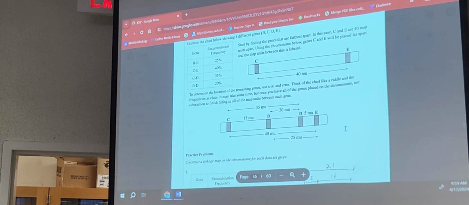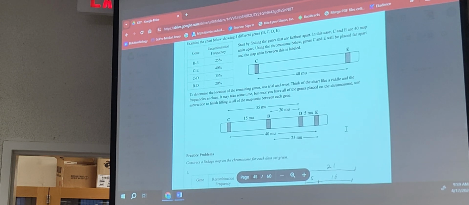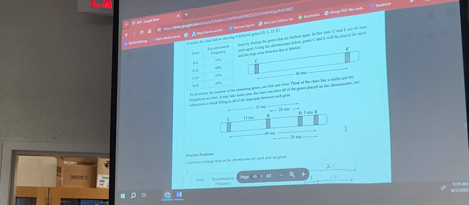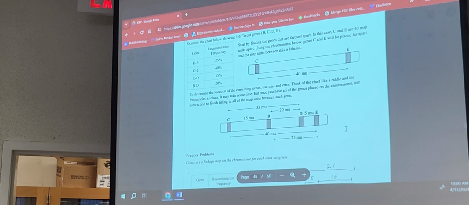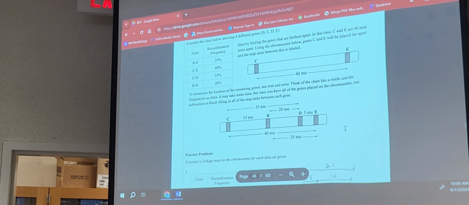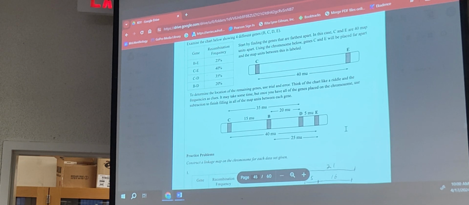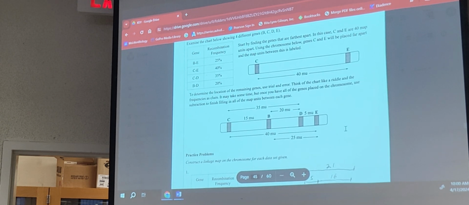If B and D are 20%, and B and E are 25, that means B, D, and E are all fairly close together. Right? They all have a similar number. So that tells me that B, D, and E have to be close, or they're closer than they are to C. C's at 40. C has to be the furthest from all of them. So C is here, and so I can go in order, the 20, the 25, and the 35, right?